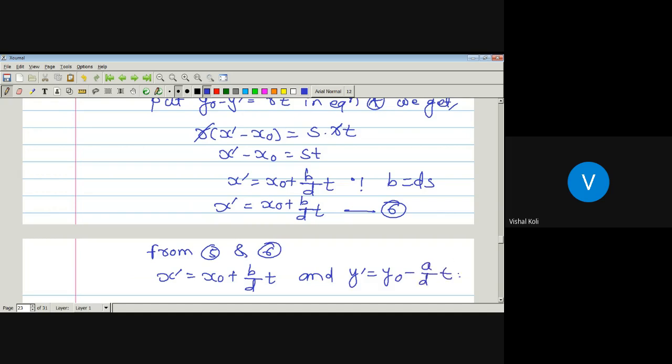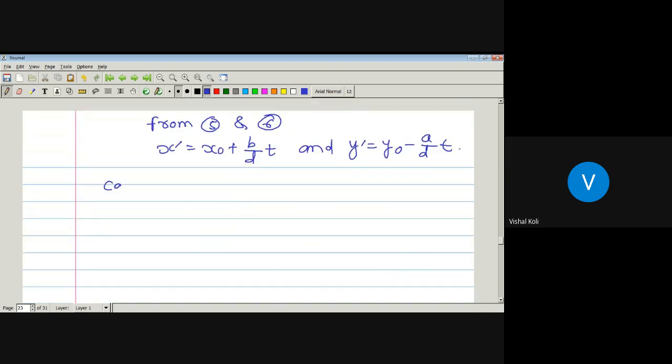So here we get x dash and y dash in the form of x naught plus b upon d into t, and y dash is y naught minus a upon d into t. But we have to show that all the remaining solutions are in this form. It means this x dash and y dash will be the solution of the given linear Diophantine equation ax plus by equals c. That is what we have to prove. Consider x dash, y dash as the solution of ax plus by equal to c. It means we have to show that ax dash plus by dash will be equal to c.